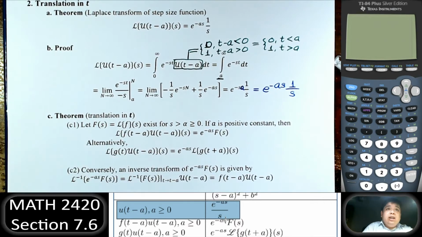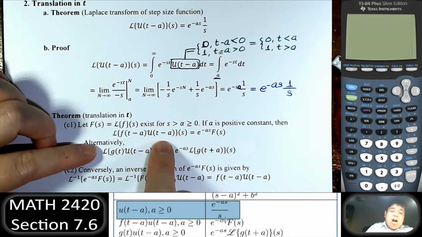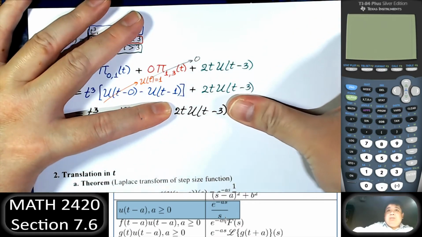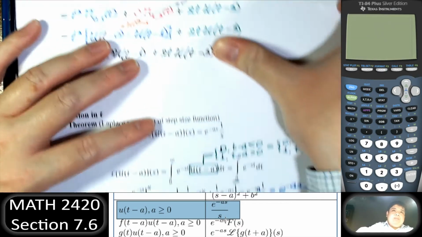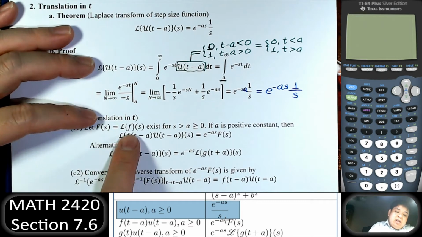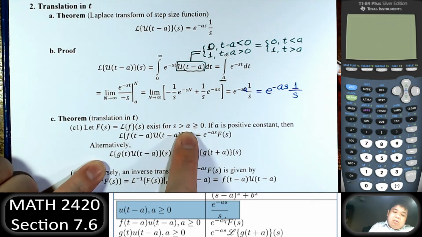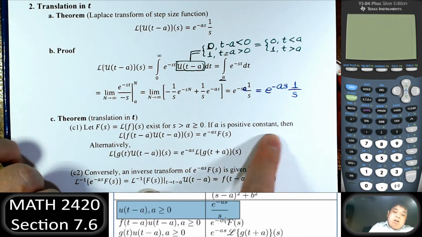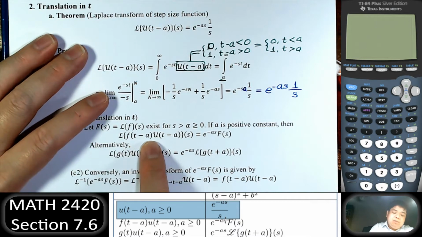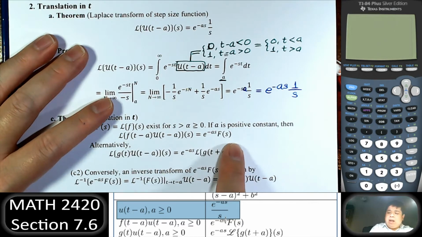Right, now, of course, it is more interesting if we do the Laplace transform of a function times the unit step function. So like we do the Laplace transform of something like this, for example. And how do we do it? Right, now, the theorem, translation in t. If the function's Laplace transform F of s exists for s greater than alpha, and a is a positive constant, then the Laplace transform of f of t minus a times the unit step function u of t minus a is equal to e to the negative as times F of s.